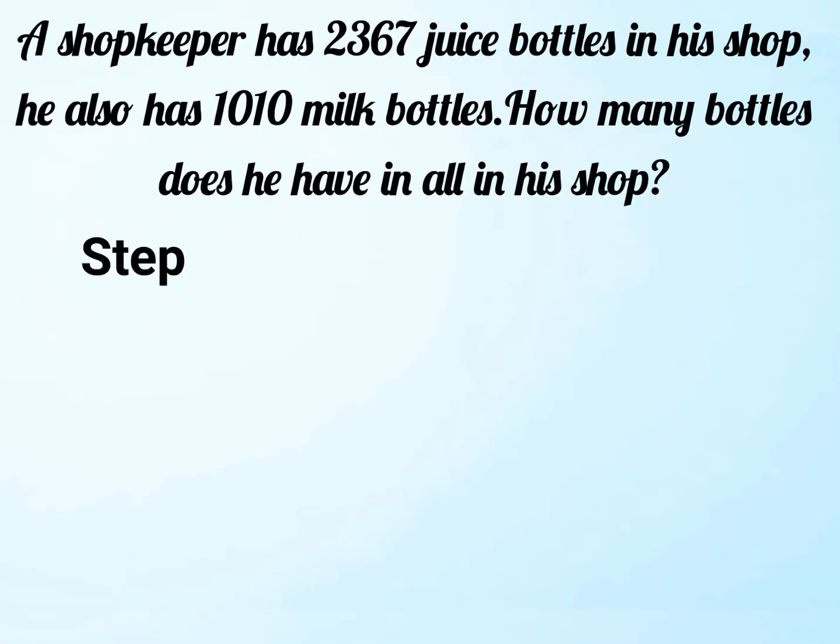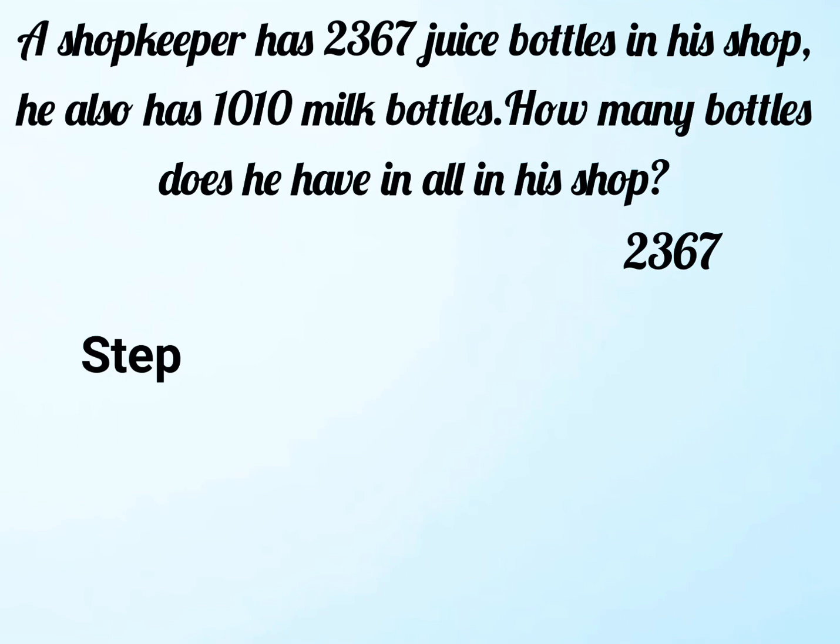Step 1. Bigger number. Find the bigger value or number given in your story sum and put it on the right side of the first column. In this sum, the bigger value given is 2367. So in place of bigger number, we will write 2367.